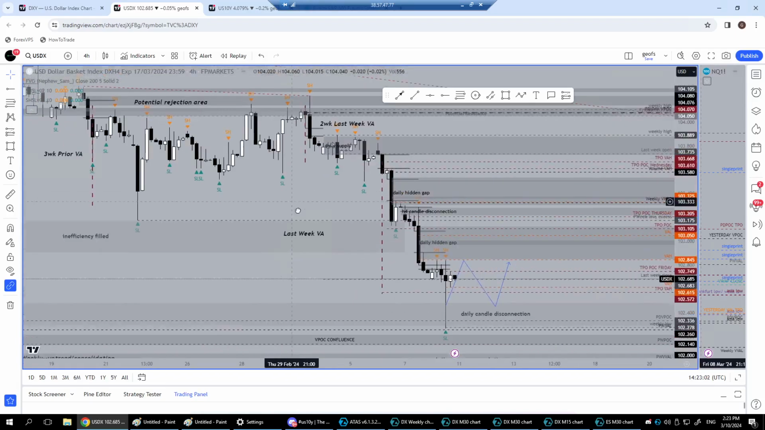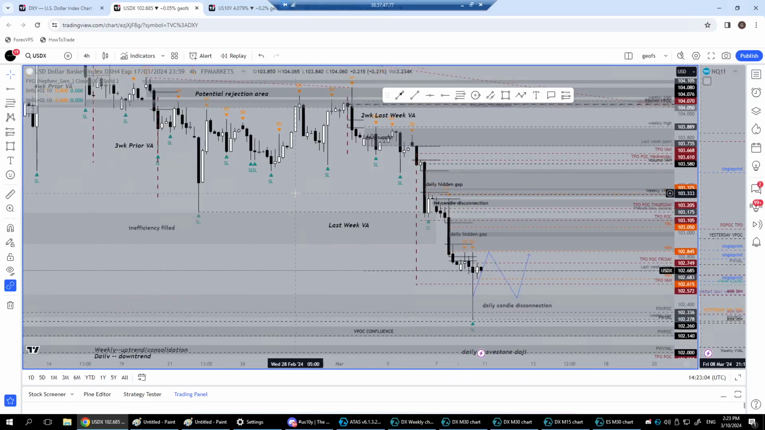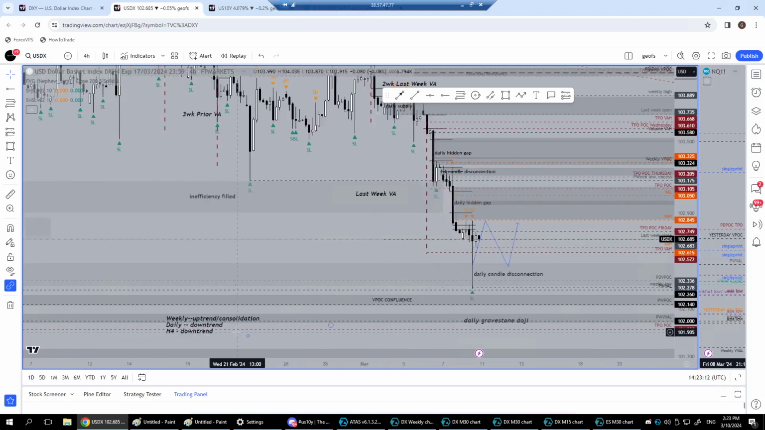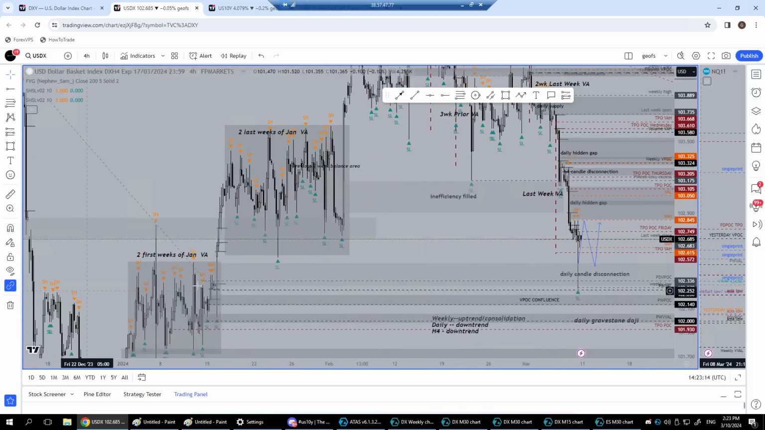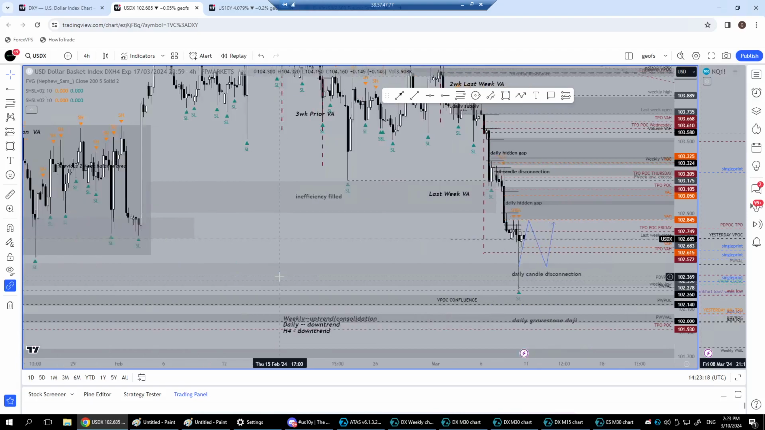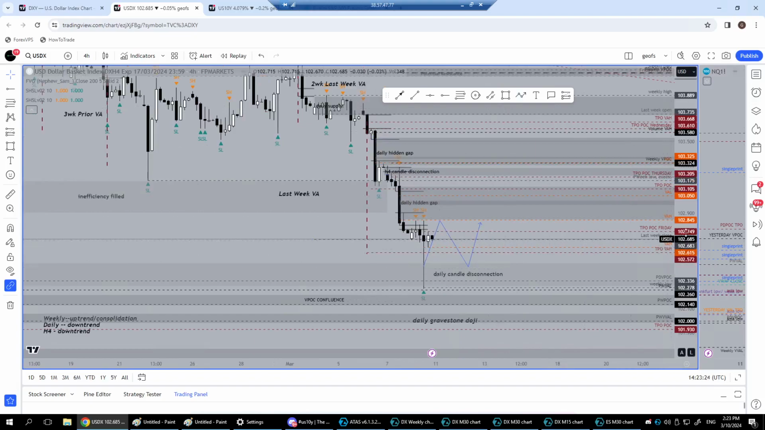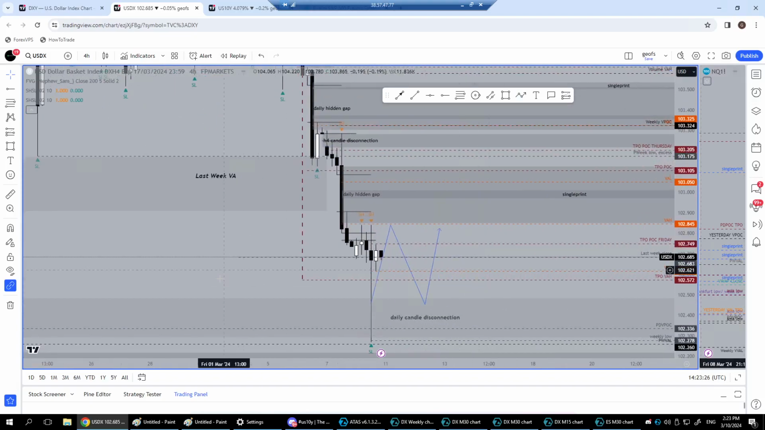Not a lot to say. We're still in a downtrend. We have filled a gap. We have made an impulsive move down to fill a gap. We're testing first 2 weeks of January's value area. My gut feeling is it will reject and we'll change trend, but we'll see. We just have to follow the trend. Okay. So that's Dixie.